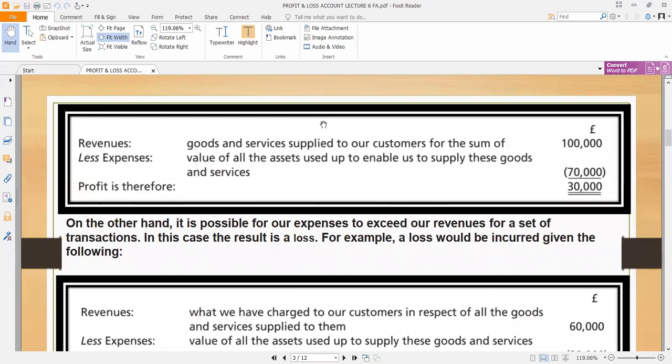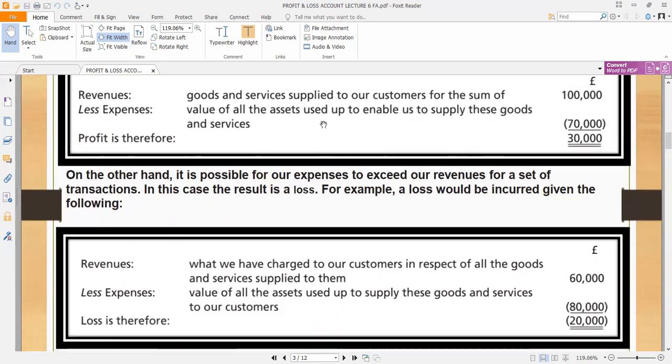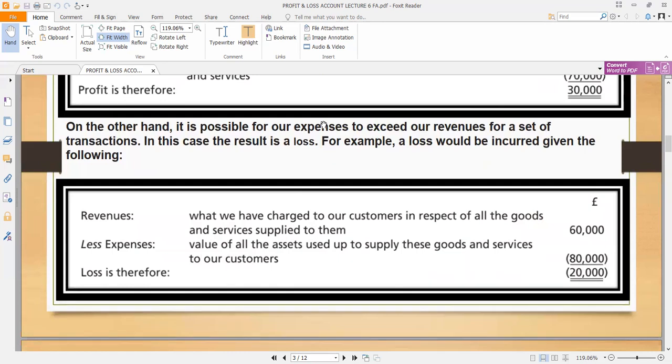For example, a loss would be incurred given the following. Let's look at another case for a loss. Now we've got revenues, what we have charged to our customers in respect of all the goods and services supplied to them. So we've got 60,000 pounds. Then less the value of all assets used up to supply these goods and services to our customers, which is 80,000 pounds. Now there we minus.